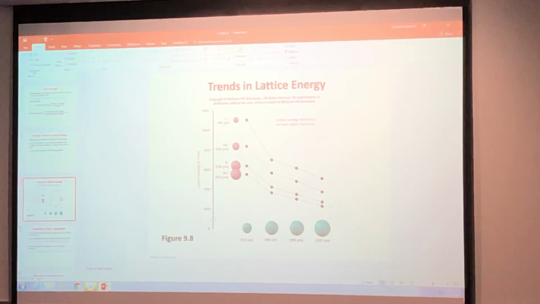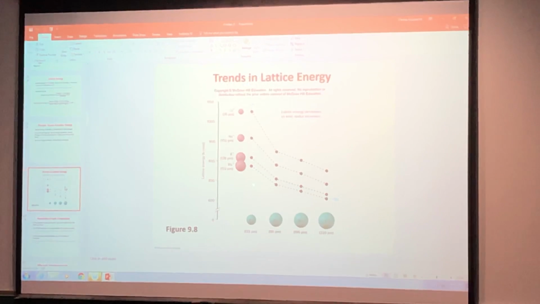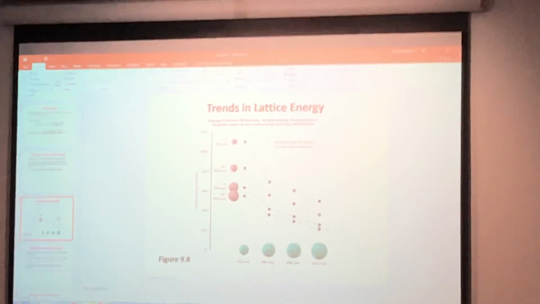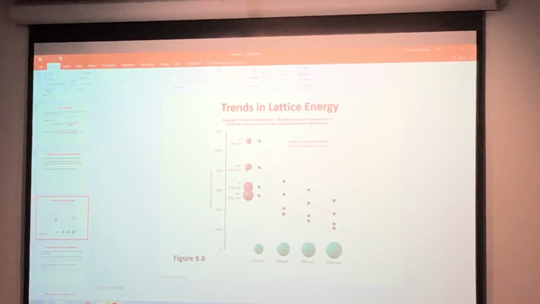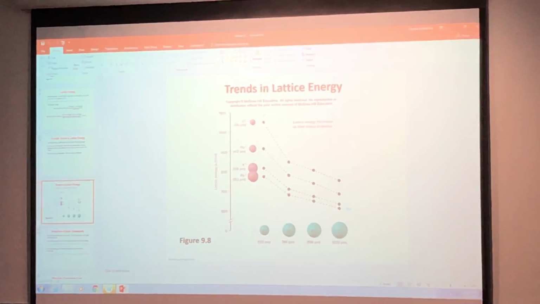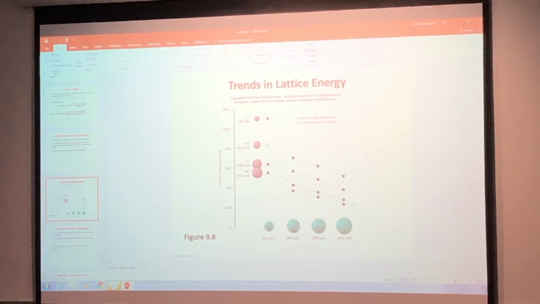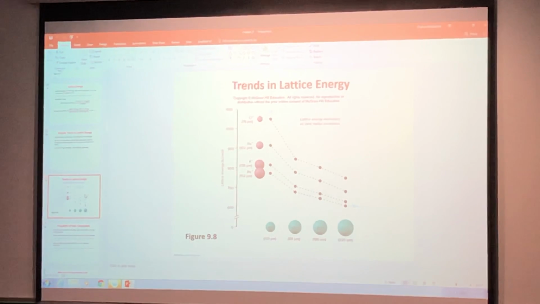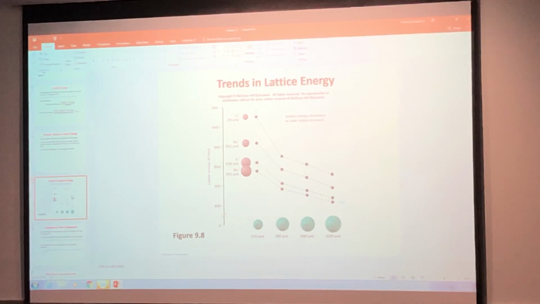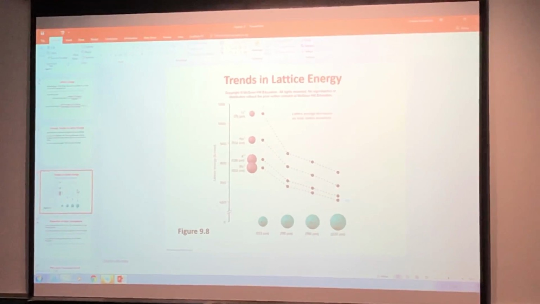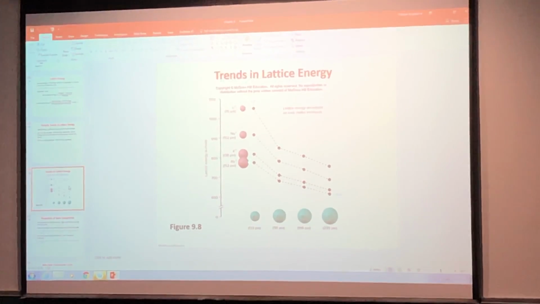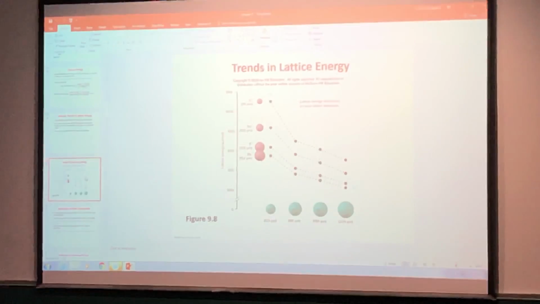So if we stay in this column, all the anions are fluoride. But what changes is the cation, okay? So this is the lattice energy for lithium fluoride. This is the lattice energy, so 900, whatever units, we don't care about units, is the lattice energy for sodium fluoride. So the sodium fluoride lattice energy is less than lithium fluoride. And notice if we keep going down here, as the size of the cation gets larger, the lattice energy goes down. Okay?